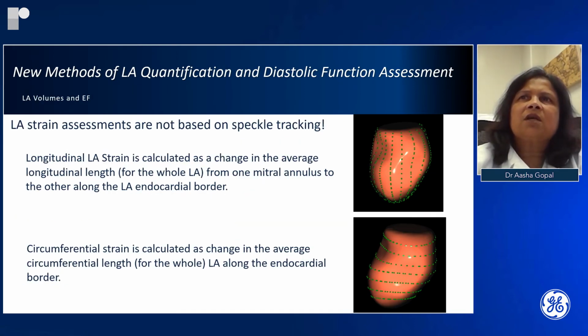The volumetric assessments of left atrial strain are not based on speckle tracking, but rather on longitudinal and circumferential length during the different phases. Now, radial strain is not assessed for the left atrium since it is a thin-walled chamber, but you can get both longitudinal as well as circumferential strain.